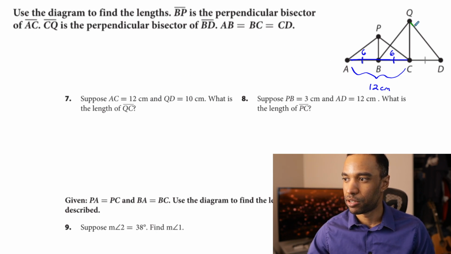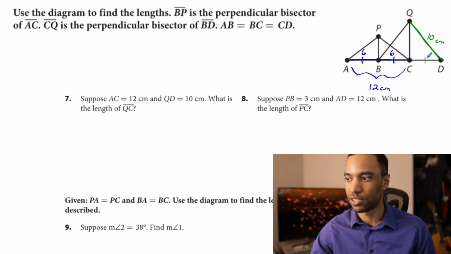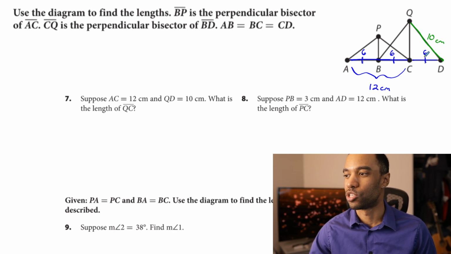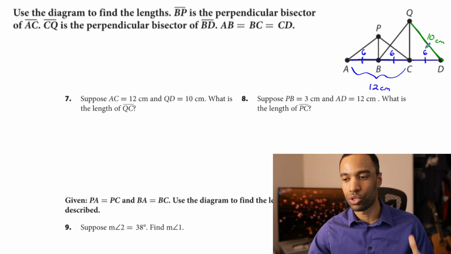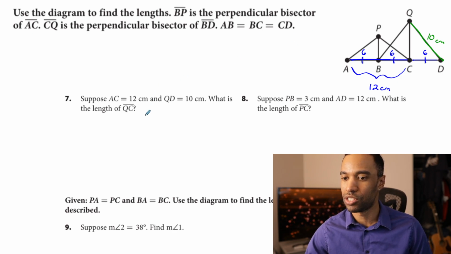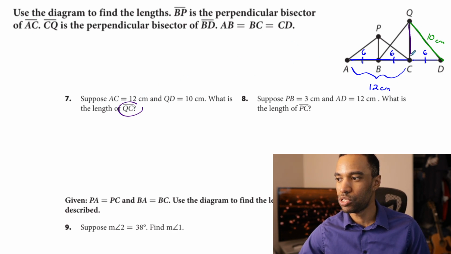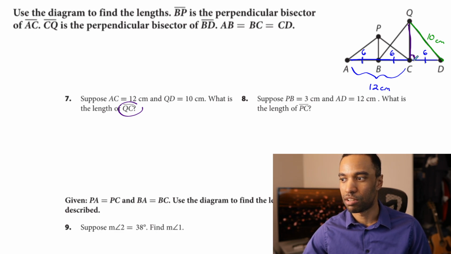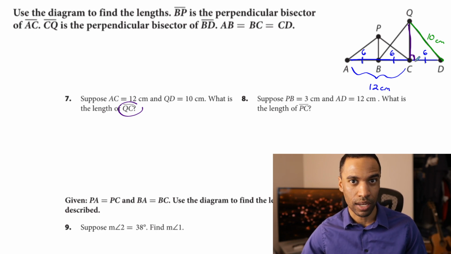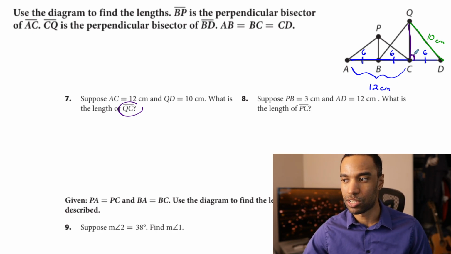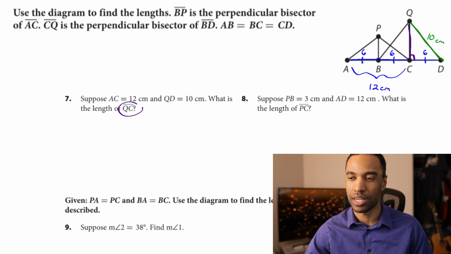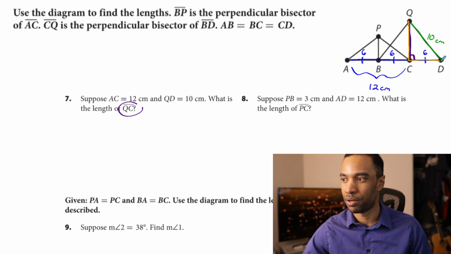QD is 10 centimeters. So we got 10 centimeters right here. Now remember, if these two are 6, this one's also got to be 6, right? 6. Oh my gosh. All right, so this is also 6 centimeters. Now, why is this useful for trying to find the length of QC right here? Well, QC is the perpendicular bisector of BD, which not only means it divided this into 2 congruent parts, which we're already aware of, but it also means it intersects perpendicularly. And what that means is, guys, we're looking at a right triangle right here, a right triangle.